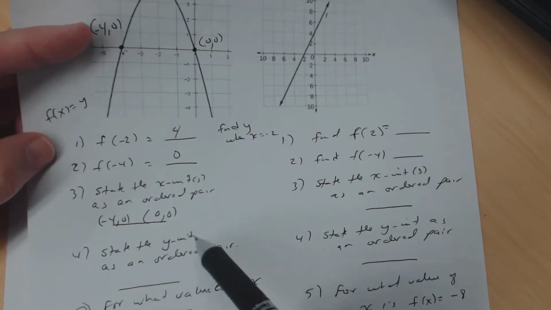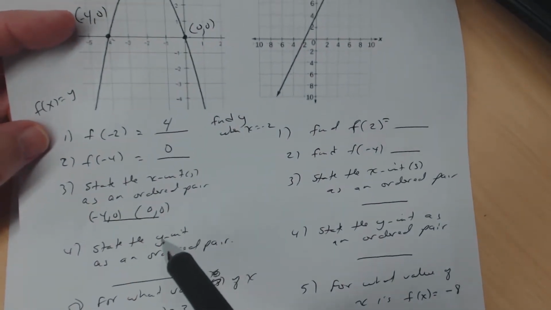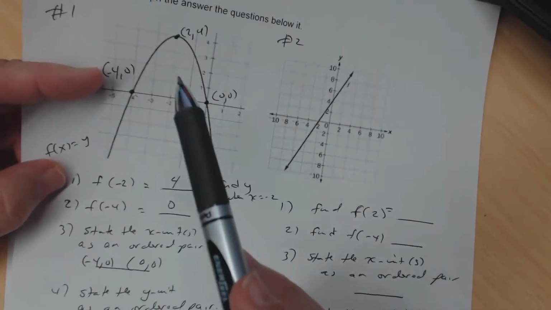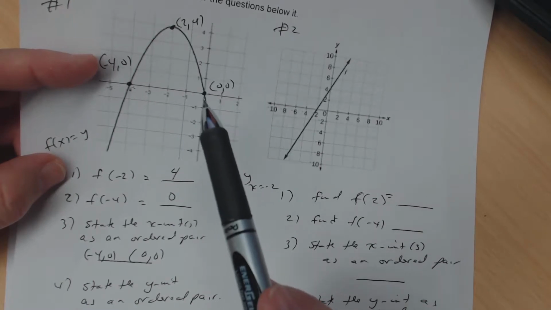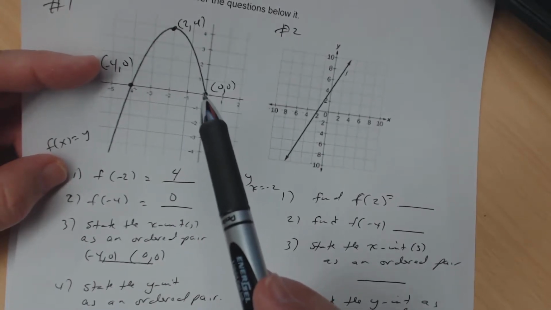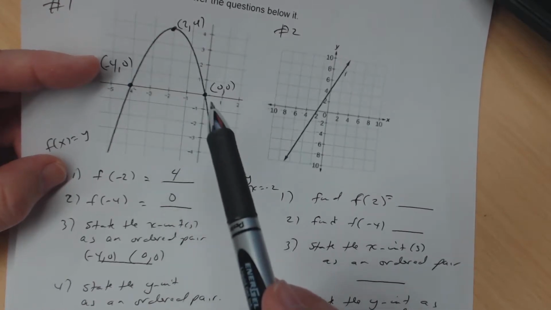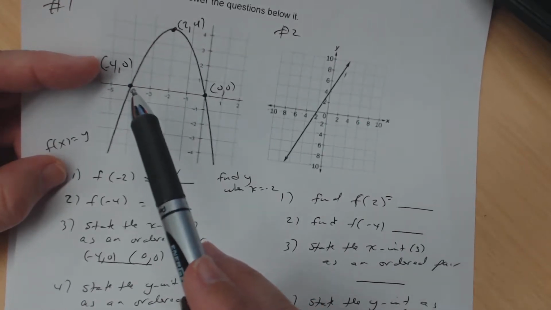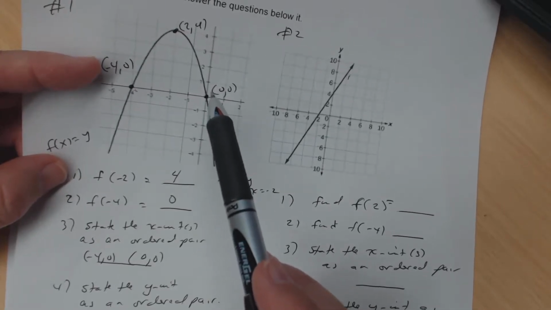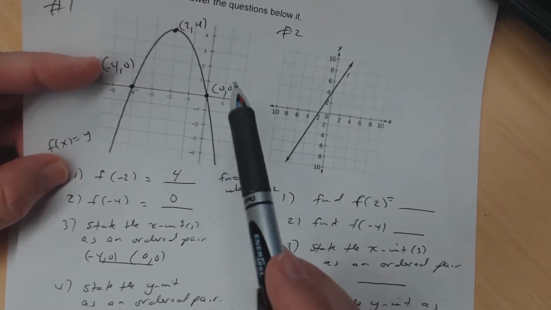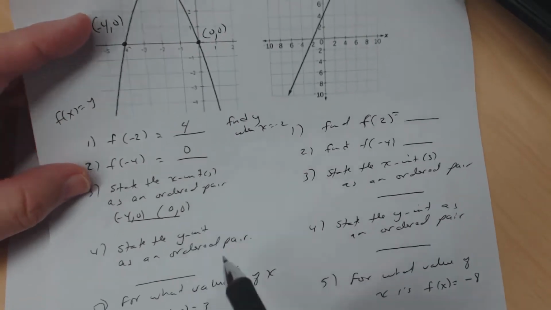Then they want you to state the y-intercept as an ordered pair. Well, remember the y-intercept is where the graph crosses the y-axis. Here's your y-axis. The graph crosses the y-axis here, which is the same place where the origin is, where this graph crosses the x-axis. So remember, the graph crosses the x-axis twice, here and here. That also happens to be the y-intercept. So this point here happens to be the x and the y-intercept. So that's going to be 0, 0.